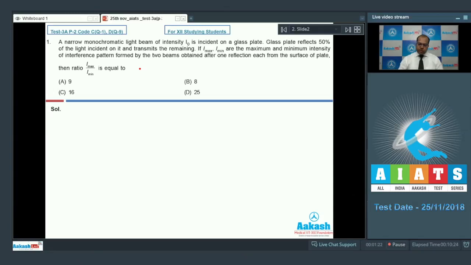So let's understand the situation. Suppose this is a plate and these are the two surfaces of the plate, and some beam is incident with intensity I0. Half the intensity gets reflected, so I0 by 2 goes in this direction and the remaining I0 by 2 goes in this direction. Now when the transmitted beam falls on the second surface, half the intensity gets reflected, that is I0 by 4, and I0 by 4 gets transmitted.